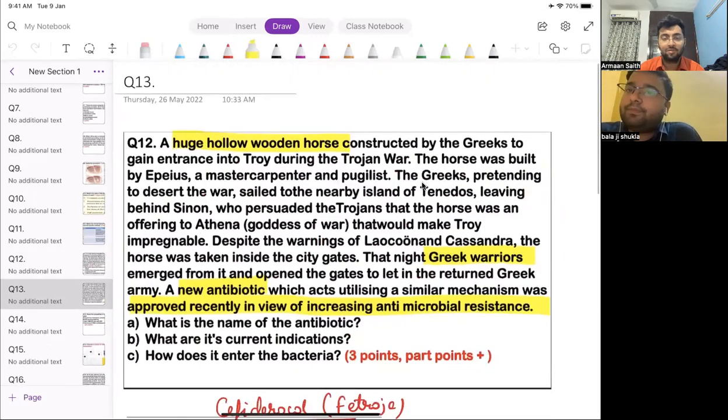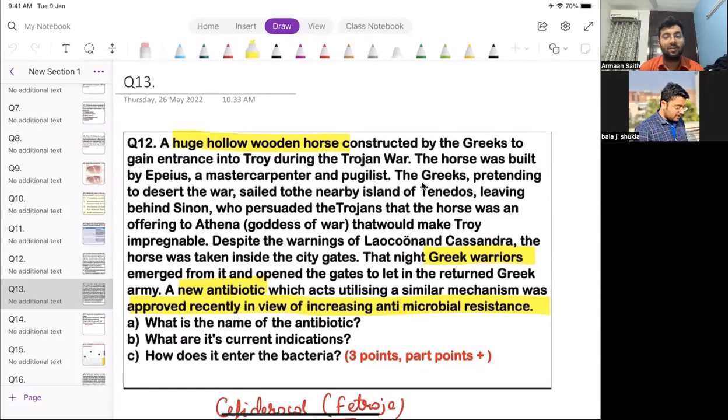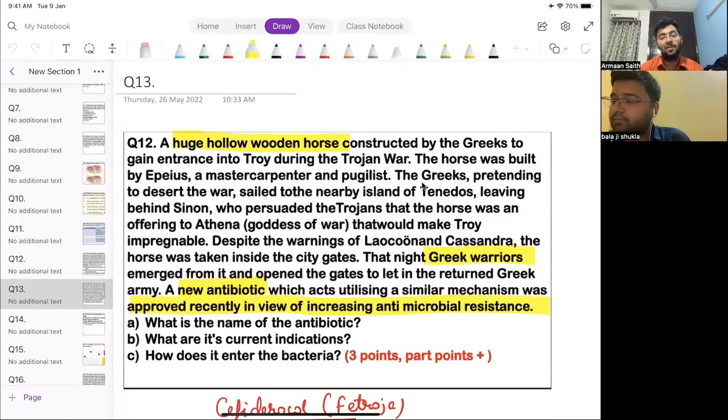Next question. This question is slightly based on trivia. It is based on a story involving a horse called the Trojan horse. The Trojan horse was a huge hollow wooden horse which was constructed by the Greeks to gain entrance into Troy during the Trojan War. Inside this hollow wooden horse, there were Greek soldiers. So the Greeks entered Troy inside this horse, and then they emerged out of the horse to open the gates to let in the returning Greek army.